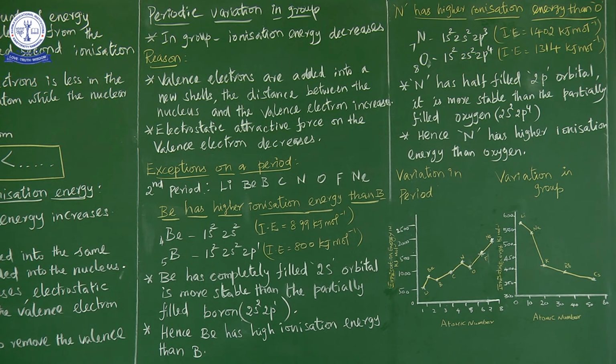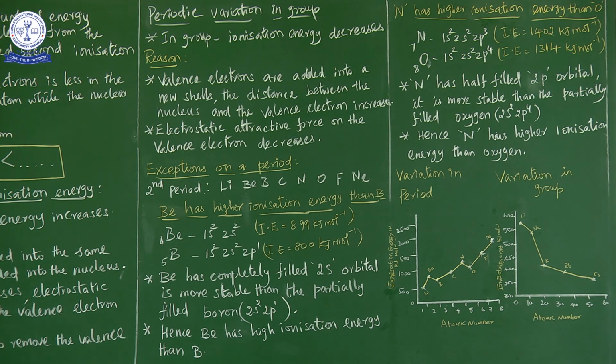So beryllium is more stable for this reason: it has a completely filled 2s orbital, so it is more stable than the partially filled boron, 2s2 2p1. Hence beryllium has more ionization energy than boron. Since it is completely filled, it is more stable, a very stable electronic configuration, so we cannot easily remove the electron. Ionization energy means removal of an electron. So beryllium has a completely filled 2s orbital, it is more stable, so it needs more energy to remove the electron. Hence beryllium has higher ionization energy than boron.